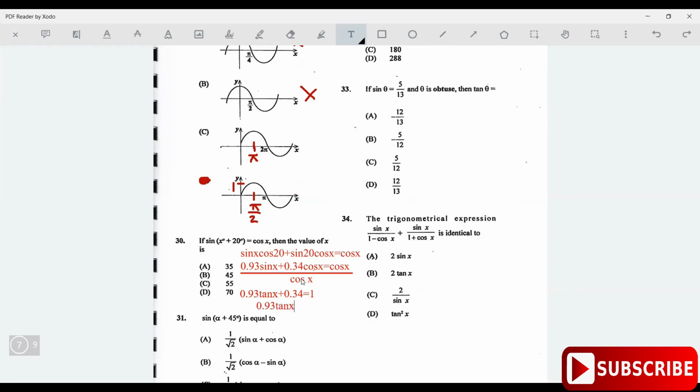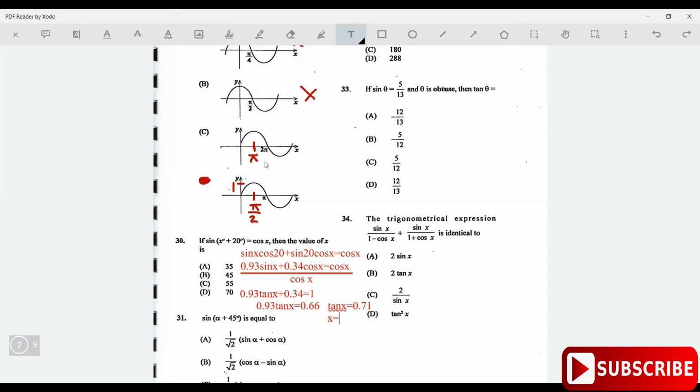So now you get 0.93 tan x is equal to 1 minus 0.34, which is 0.66. And then you divide both sides by 0.93 to get tan x is equal to 0.66 divided by 0.93, which is 0.71. And then you take the tan inverse to get what x is. And so x equals tan inverse of 0.71.